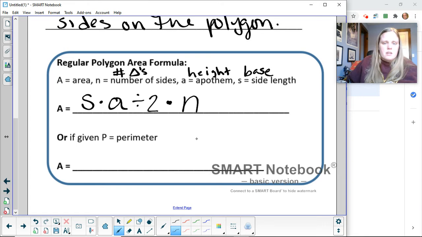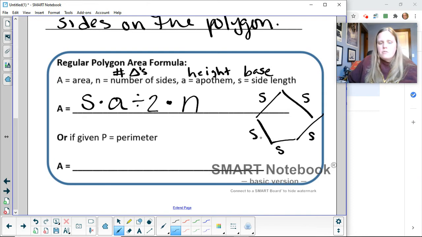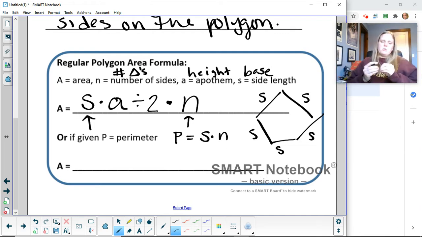Now, when we have our side lengths and our number of sides, draw out that pentagon again, s is being repeated on all 5 of those sides. So I would have 5 s's as the perimeter. So there's another way to write this formula, and it's based on the perimeter of the shape. When you put together the side length and the number of sides, that's going to get you the perimeter. So perimeter equals side length times number of sides, which means I can pull those two variables out and replace it with the variable p to get the same formula.